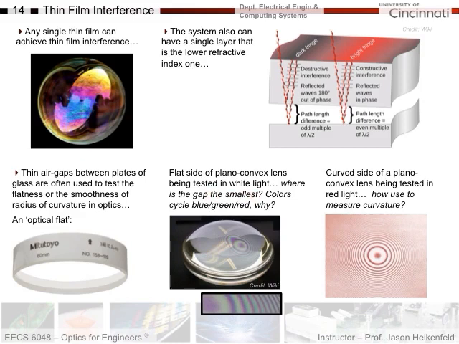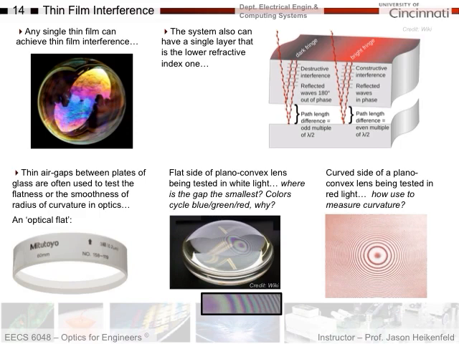Where's the gap the smallest? Well, you can tell it's right here. See where it comes down? That's the point of contact there and where the fringes are the closest. Why do the colors cycle between blue, green, red, blue, green, red? So it goes blue, green, red as you go. Well, that's because the gap is continuously cycling such that the peak interference is cycling through different wavelengths of the visible spectrum.